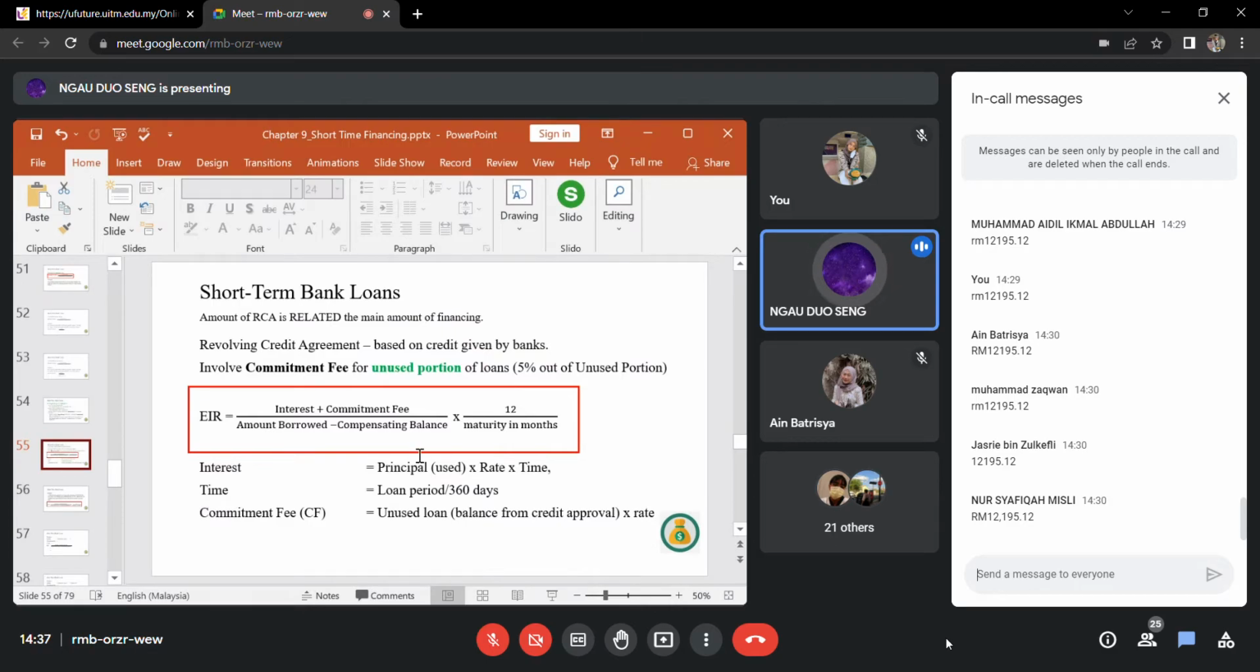Interest will be the principal times rate times time. In the earlier example the principal is 60,000. Time is the loan period, which can be 360 days or however many days the question mentions; if the question mentions months, then you use 12. Then the commitment fees will be the unused loan balance from the credit approval, multiplied by its rate. Here it says 5%, and the earlier example had 40,000 unused, so 40,000 times 5%.